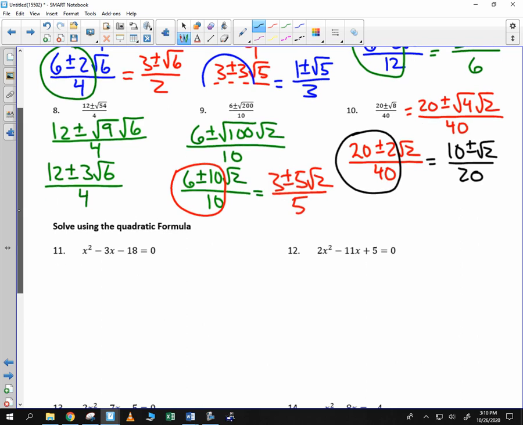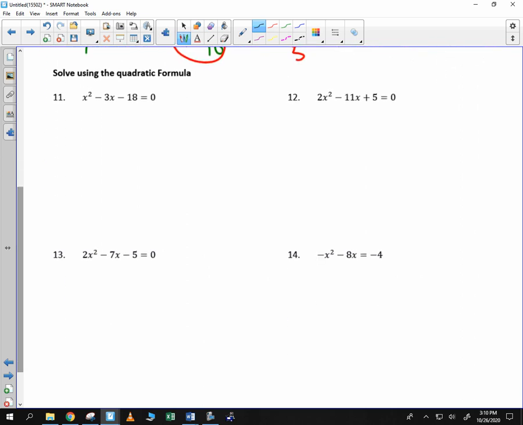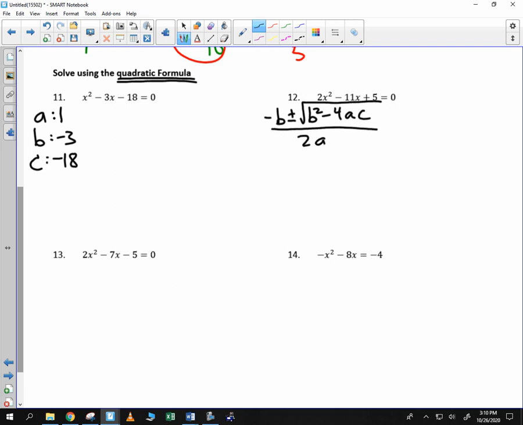Now that we have the discriminant and we have the simplifying procedure, let's go ahead and solve using the quadratic formula. A is 1, B is -3, C is -18. Remember the formula is negative b plus or minus the square root of b squared minus 4ac all divided by 2a. I'm just going to write that there so I can keep it. You can just look at your sheet for it.